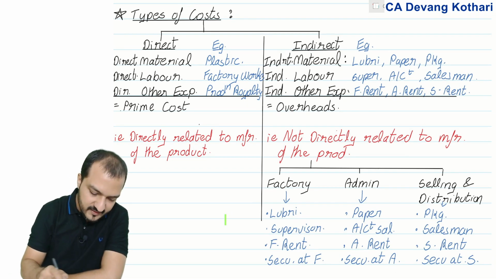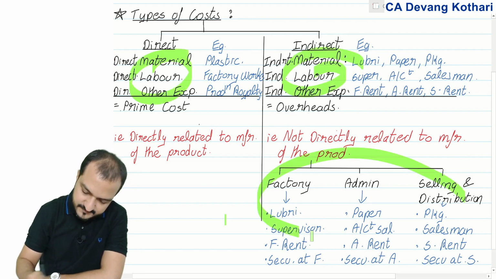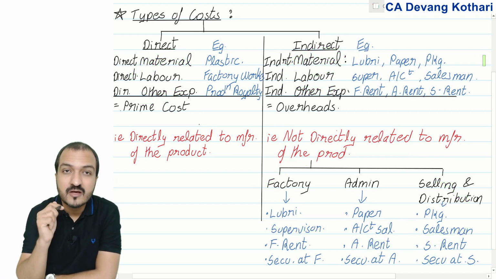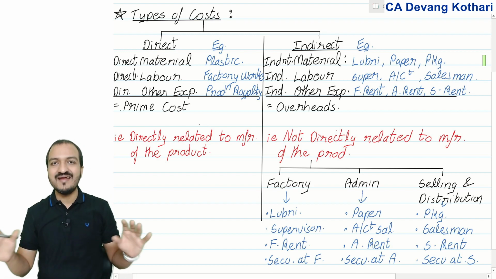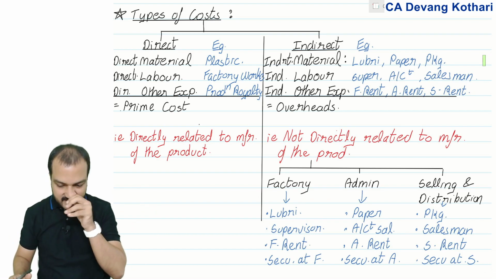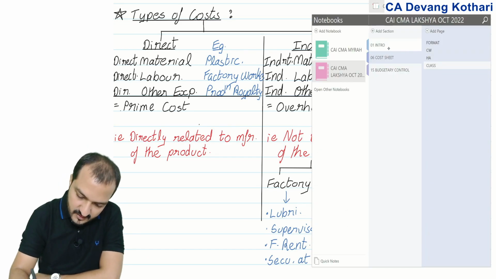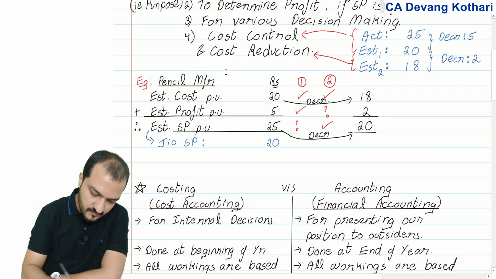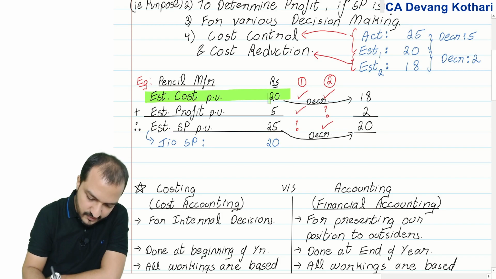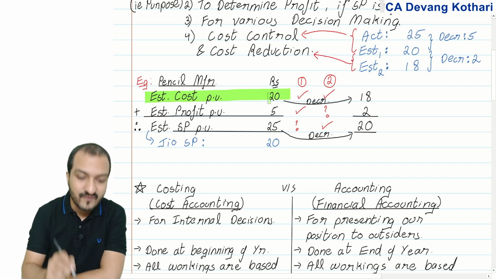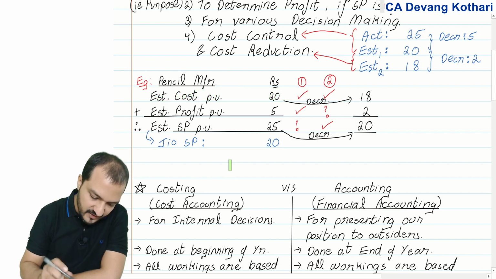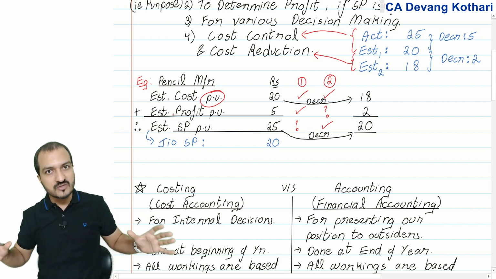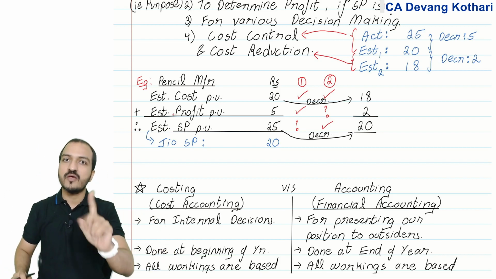Now, why did I discuss all these items of cost? Well, because the chapter which we are starting is about cost sheet. Cost sheet is a method of identifying my total cost. Cost sheet is basically a format to identify my total cost. Like you see in my example here, we identified estimated cost per unit 20. Now, don't you think that in order to find my cost per unit, first I need to find total cost, then divide by number of units, it will give me cost per unit, right?